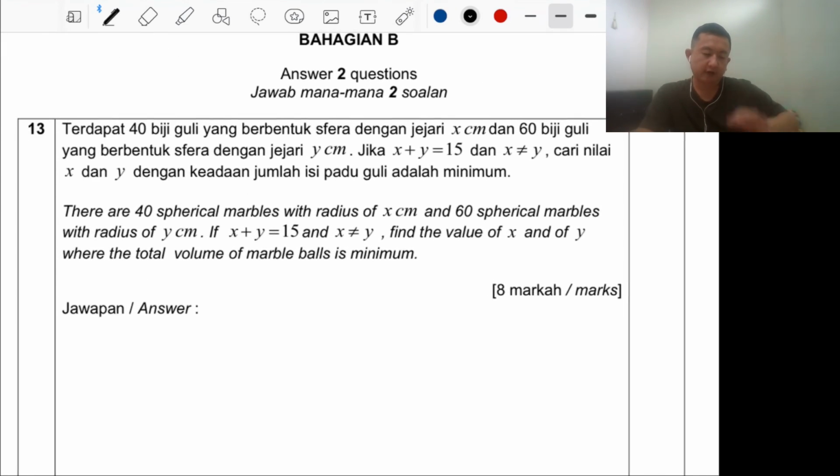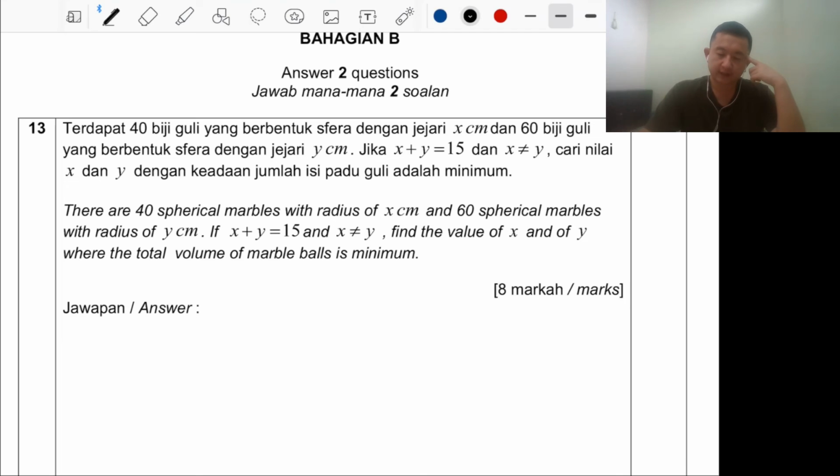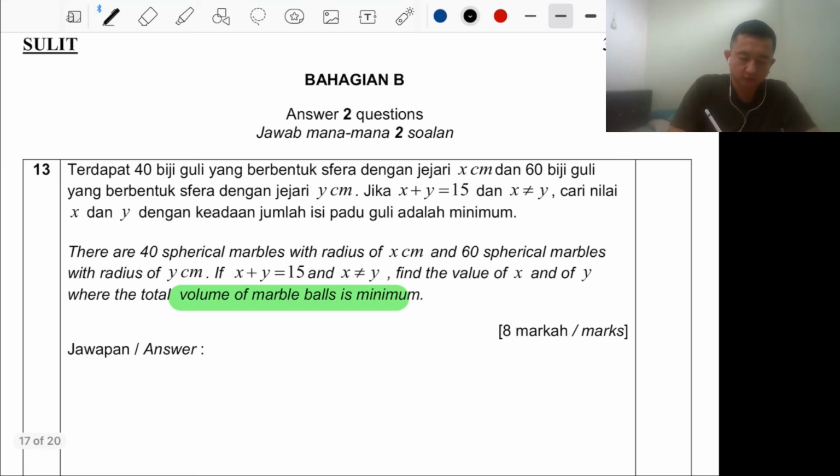13. There are 40 spherical marbles with radius x cm and 60 spherical marbles with radius y cm. x plus y is 15. Find the total volume maximum. Okay, so there are two unknowns here and a maximum. So this happens with differentiation. Volume. What is the volume of a sphere? 4 over 3 pi r cubed.